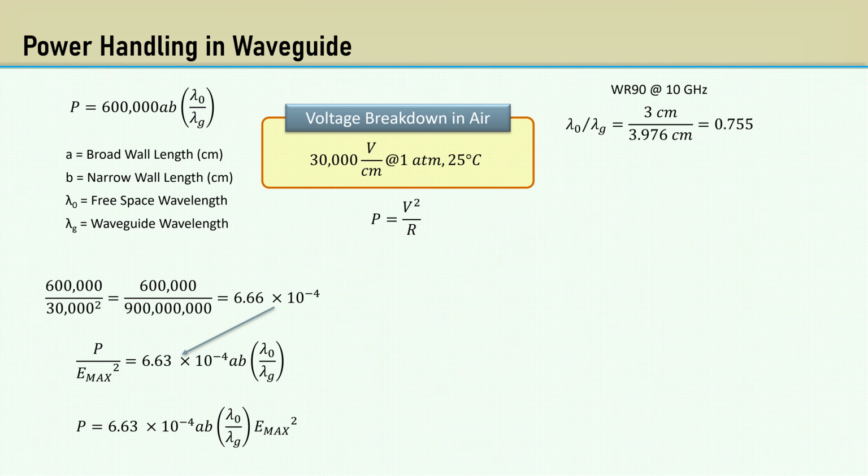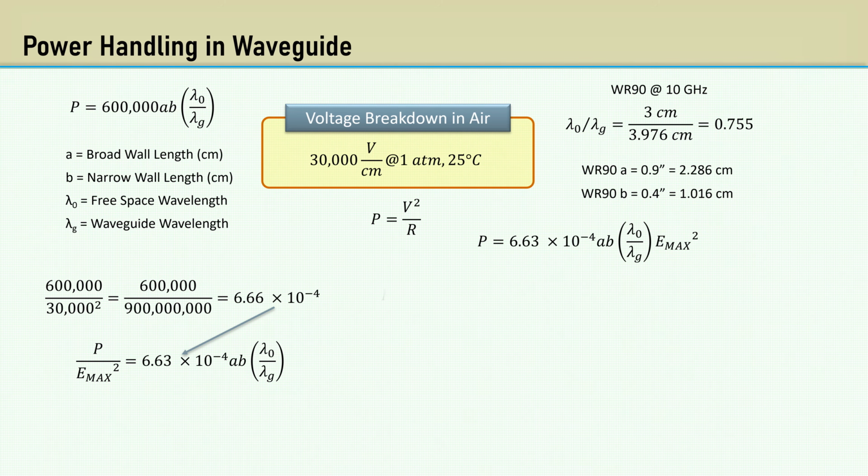Keeping with our example of WR90 waveguide, the broad wall A is 2.286 centimeters. The narrow wall B is 1.016 centimeters. Putting all that into our equation gives us 1.046 megawatts. Again, that's a theoretical maximum under perfect conditions and should never be used near that amount of power.